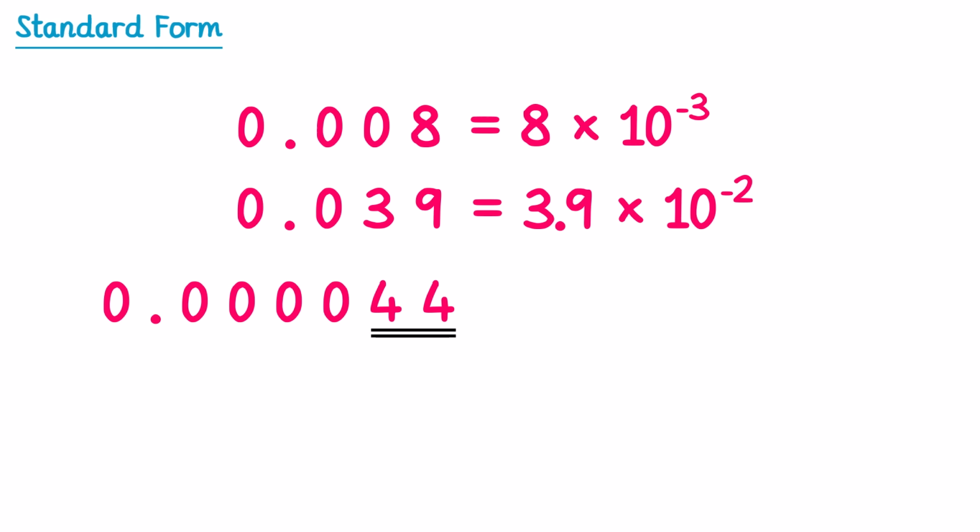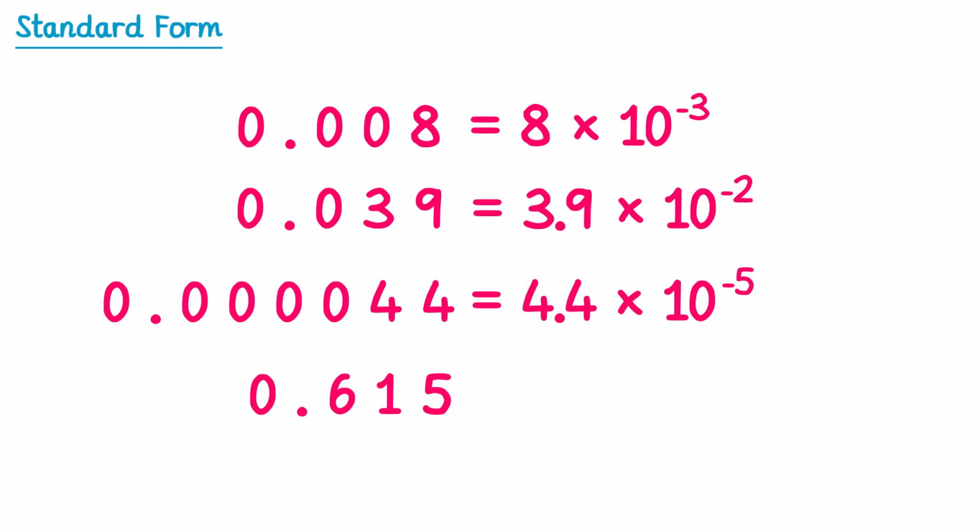Using these digits here, the number between 1 and 10 will be 4.4. Then we multiply this by a power of 10. Let's place that decimal point in so it reads as though it's 4.4, and we need to divide it by 10 once, twice, 3 times, 4 times, and 5 times. So this one is 4.4 times 10 to the power negative 5.